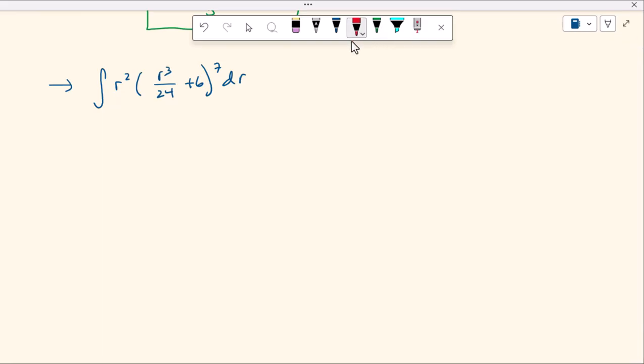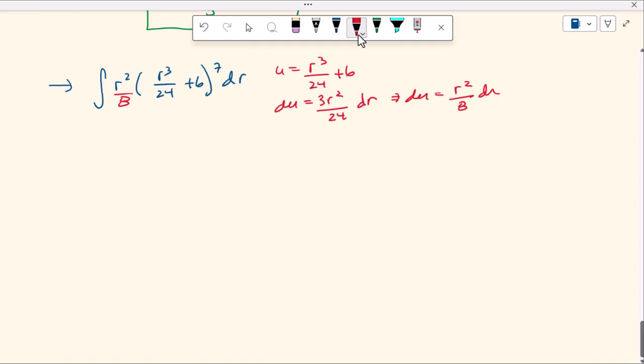So let's try that. Let's let u equal r cubed over 24 plus 6, and then du would be 3r squared over 24 dr. So when I take my derivative here, I bring the 3 out front, decrease the exponent by 1. Now this can be simplified just a little bit. So here du, 3 goes into 24 8 times, so this is r squared over 8 dr. And I have the r squared. So what I can do is I can divide through by 8 on the inside, and I'd compensate by multiplying by 8 on the outside.